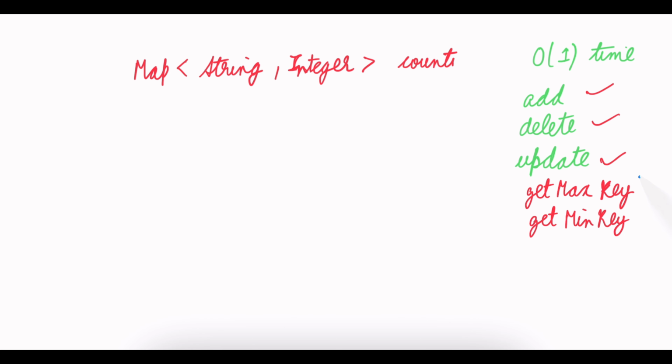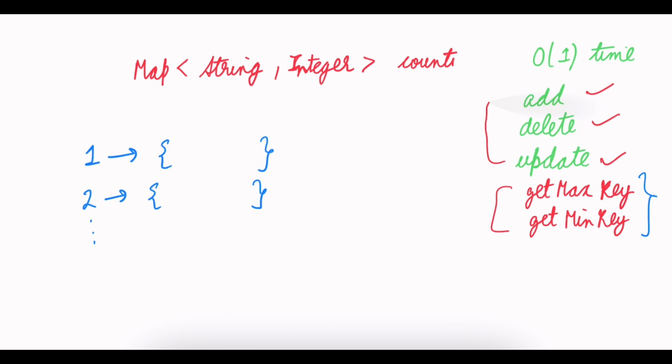For get max key and get min key operations, one thing which comes to mind is we need some ordering of the keys with respect to the key counts. So if the count is 1, then we have to group the keys which have count 1, and similarly when the count is 2, we have to group the keys accordingly, and so on. Now, which data structure will help us in implementing these two operations and also these three operations in O of 1 time?